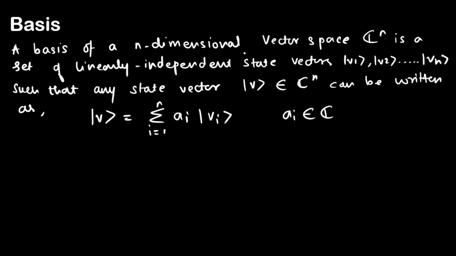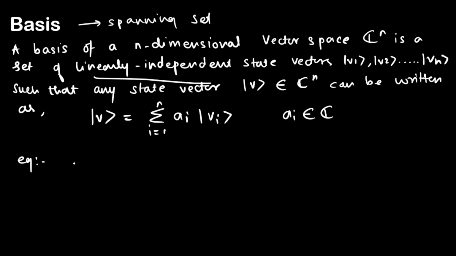A basis of an n-dimensional vector space C^n is a set of linearly independent state vectors v1, v2 to vn such that any state vector v belonging to C^n can be written as this expression, where the coefficients a are all complex numbers. That is, any vector v can be expressed as a linear combination of the basis vectors. Here, we'll define linear independence in some time. The basis set is also called a spanning set since all the basis vectors linearly span the entire vector space.